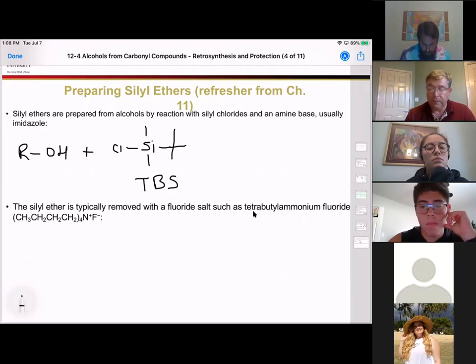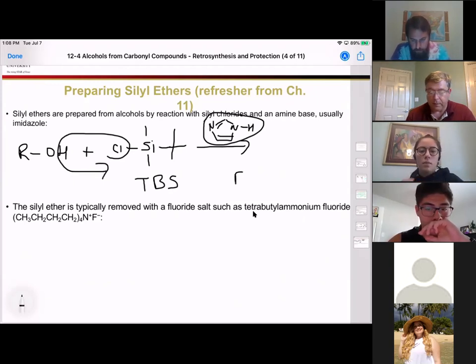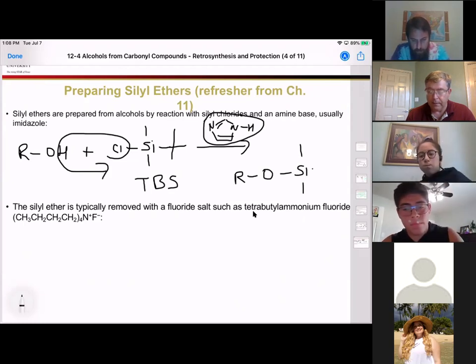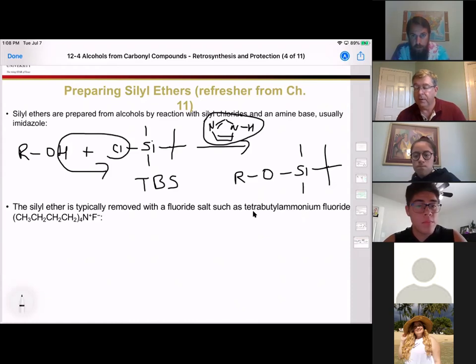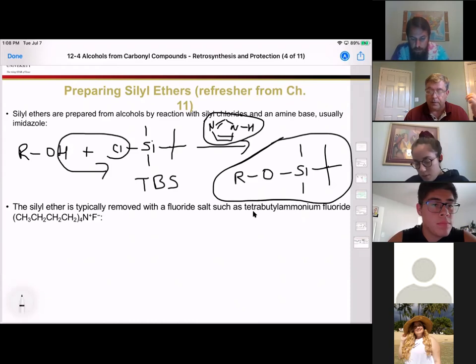And when you react that in the presence of a base, this particular base is a heterocycle known as imidazole, right here. This will suck up the acid generated by the protecting group here and generate OSi right here, okay? So this is now our protected alcohol right here.